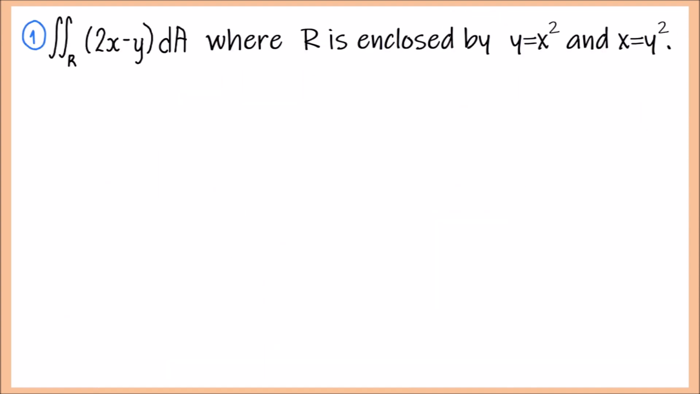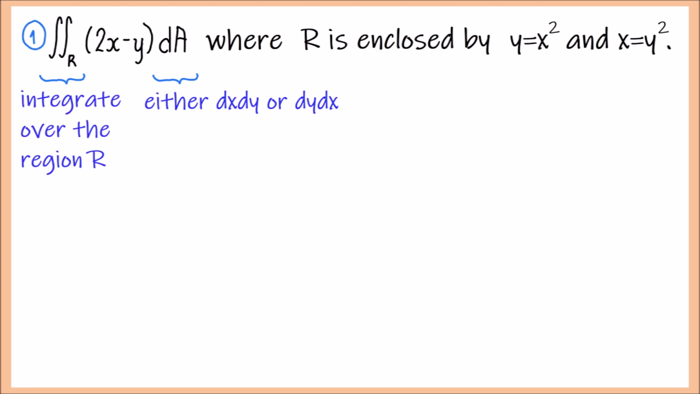For our first example, let's evaluate the double integral of 2x minus y over the region R, where the region is enclosed by y is equal to x squared and x is equal to y squared. Let us observe first how a double integral is written here. The operator dA means either dx dy or dy dx, while the subscript R on the double integral means that we are integrating over the region R. Thus in this example, we are still to find the bounds for x and y.